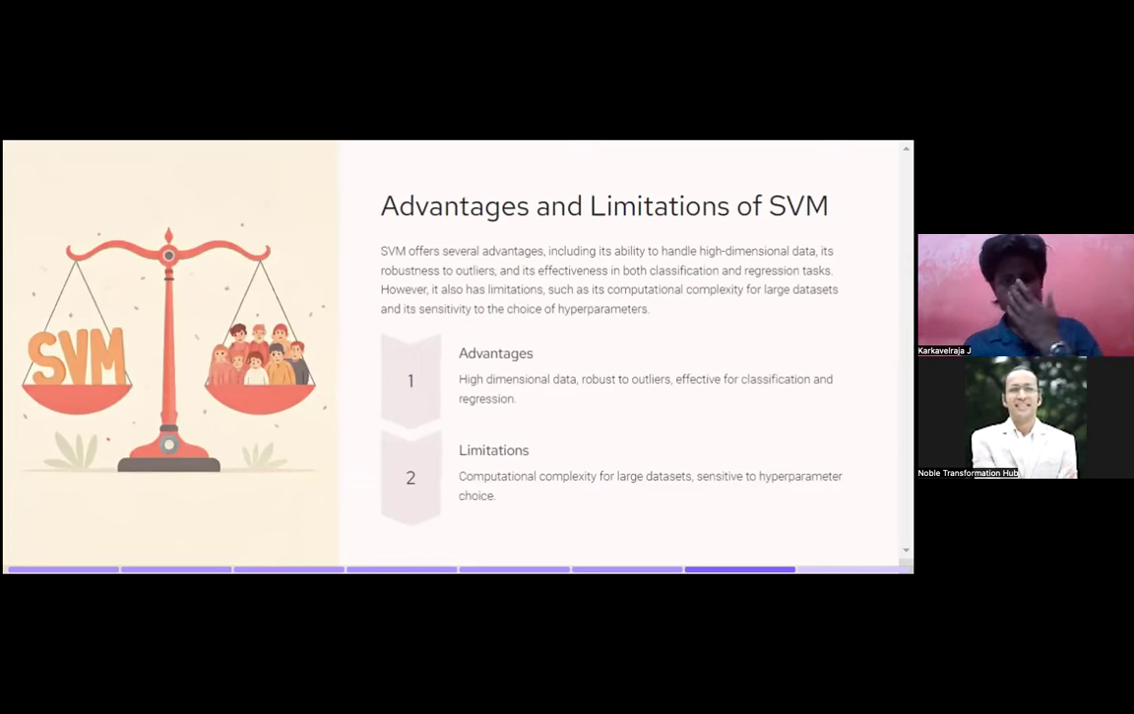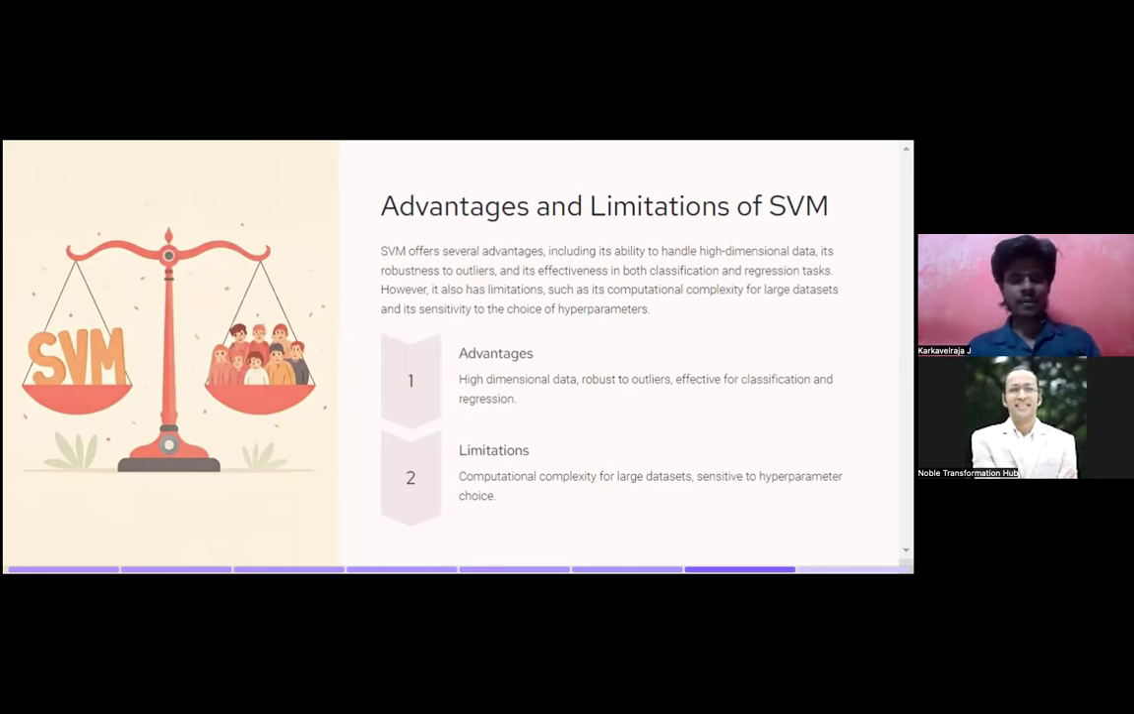So what are the advantages? High dimensional data: data can be in any dimension and any format. Unlike other models where you would say it should be linear, for SVM it can be non-linear data. It is also robust to outliers: even if we have unevenly distributed or abnormal data, it can handle everything. And it is effective for classification and regression, just like decision tree and random forest. SVM also works for both classification and regression. These are the advantages.